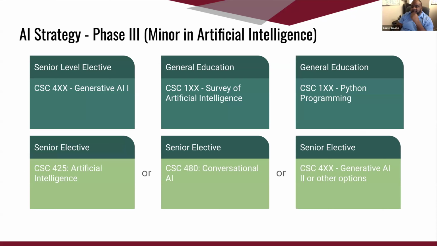The goal I would like to see is for us to have an AI minor, which would include the survey of artificial intelligence, the Python class, the generative AI class, a second generative AI class that students could take, or one of the other elective classes. I think Morehouse needs about 15 hours at a minimum to have a minor. And so that's my near future goal for the next few years, to try to get this on the books if at all possible, and if we have the resources to do it.